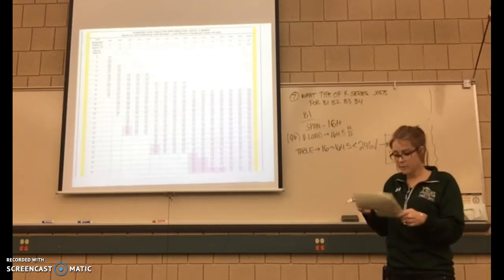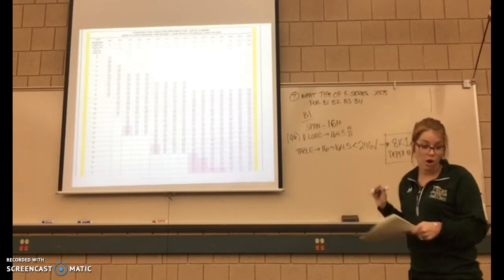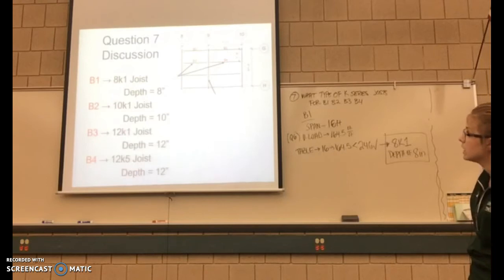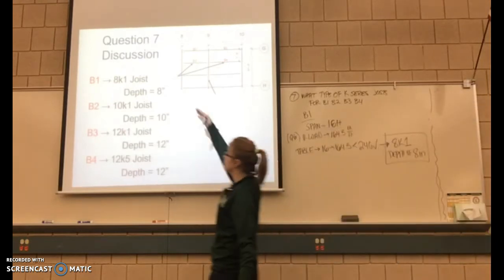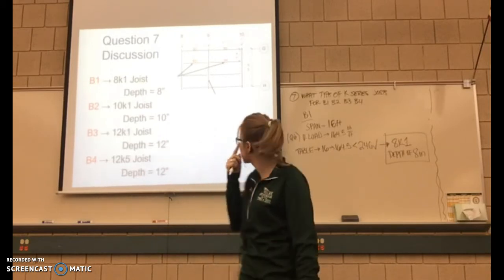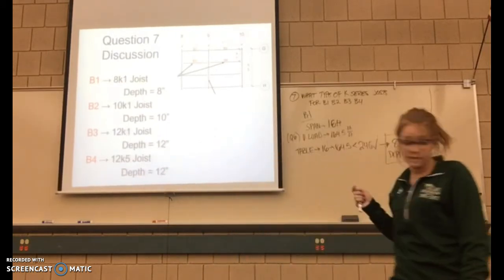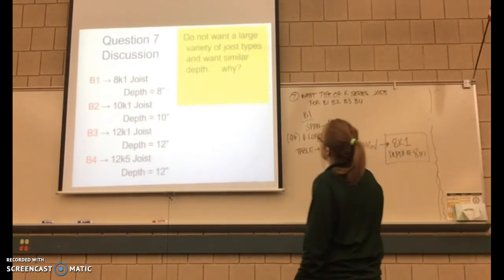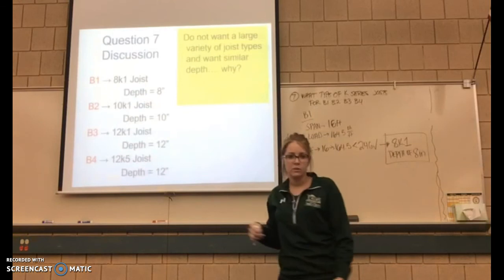Okay. I would repeat that for all of them. You do the same steps for B2, 3, and 4. This is what you end up getting. So these are your answer keys so you can check to make sure you understand how to read that table. And then the final step, what it asks in question 7, is why do you want to use these joists?